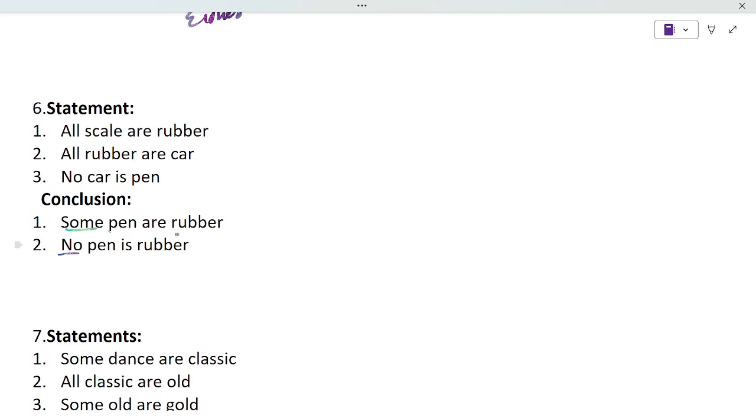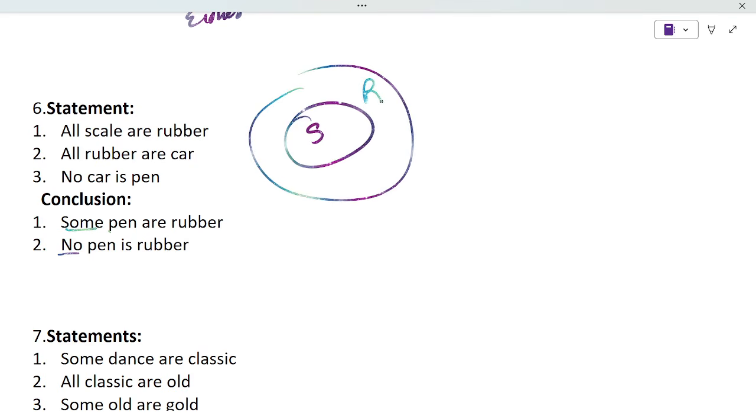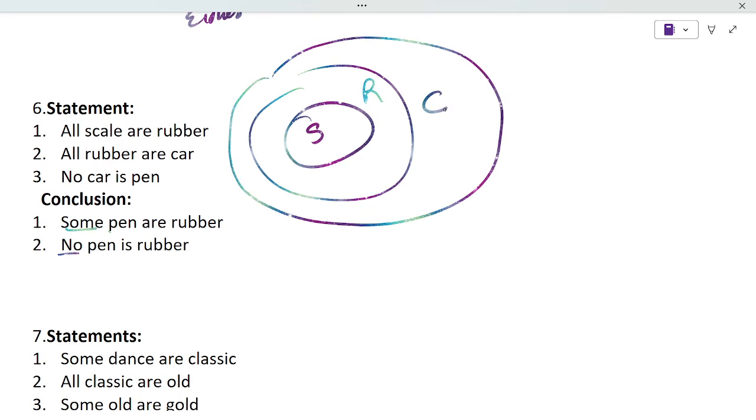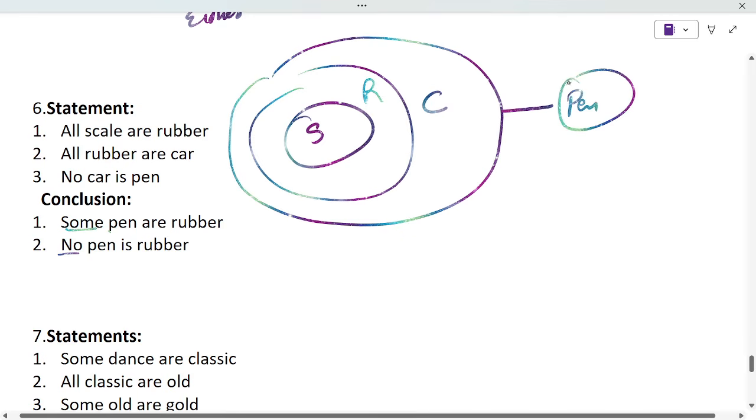So let's check. First things first, let's make one diagram. All scale are soap, all soap are rubber. Okay. All rubber are car. Again, rubber is inside car. No car is pen. Pen and car can't touch. So that's the given statement.